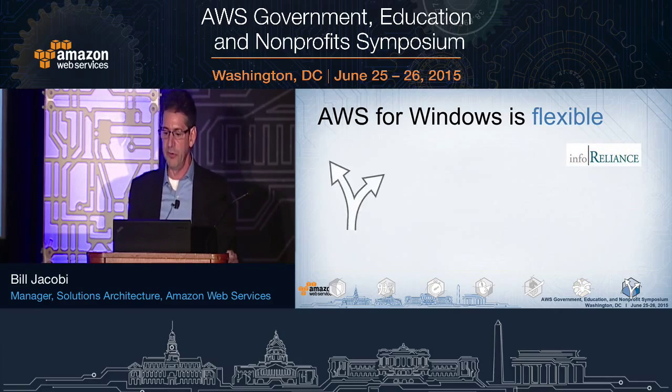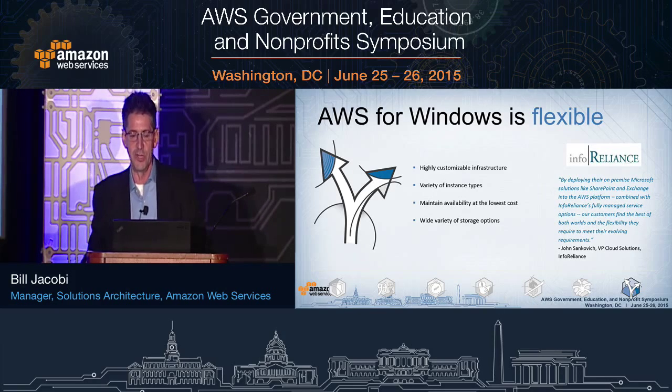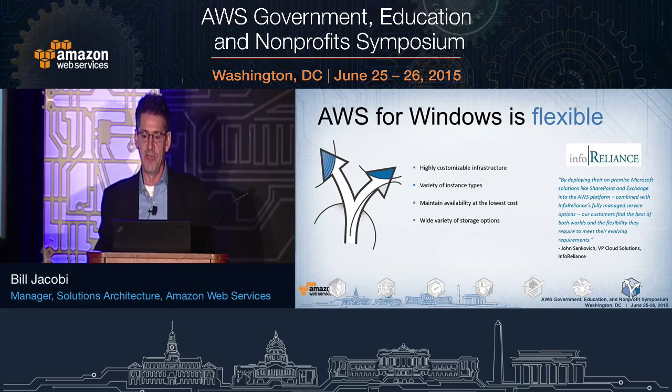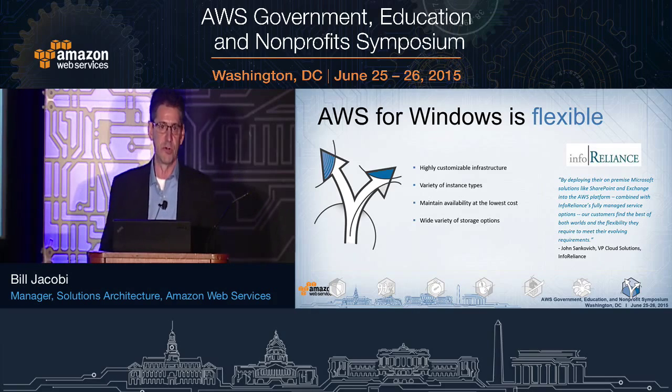The next reason why people tend to run Windows on AWS is flexible. And we have a partner in the audience here, InfoReliance, who's our platinum sponsor for this event. InfoReliance has a lot of experience with federal agencies running Windows servers and workloads. InfoReliance said, by deploying their on-premise Microsoft solutions like SharePoint and Exchange onto the AWS platform, combined with InfoReliance's ability for fully managed service options, our customers find the best of both worlds and the flexibility they require to meet their evolving requirements. So it's great to involve a partner.